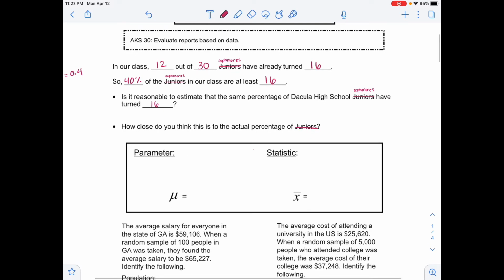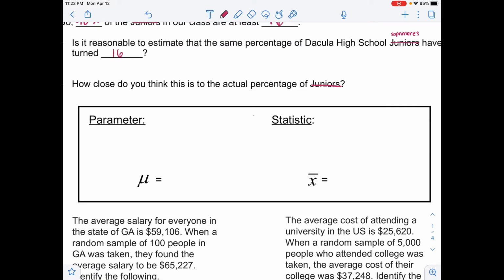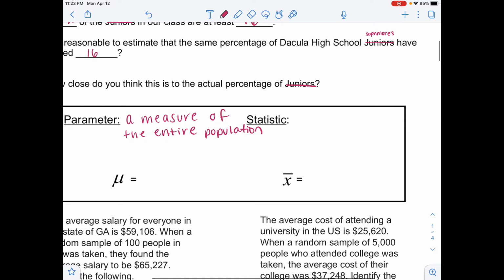And so we have different statistics for each. The first one we're going to talk about is parameter versus statistic. The parameter, this vocab word, means a measure of the entire population, versus a statistic, which is a measure of the sample.